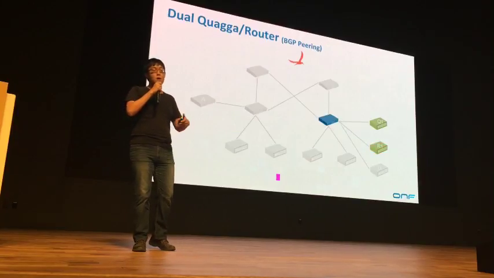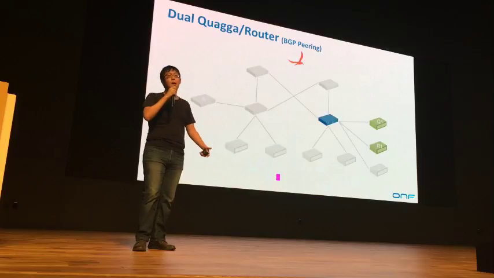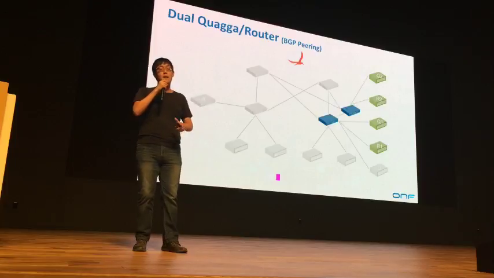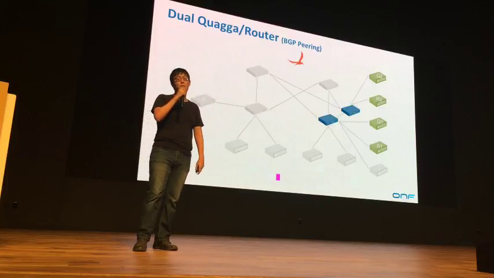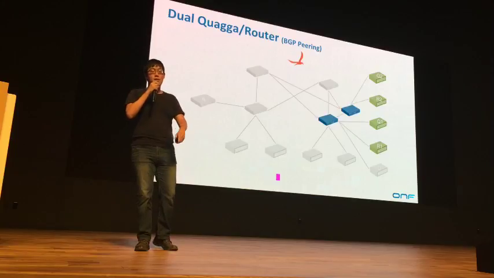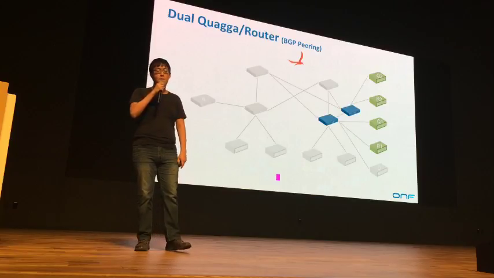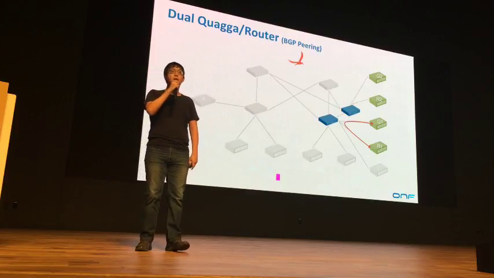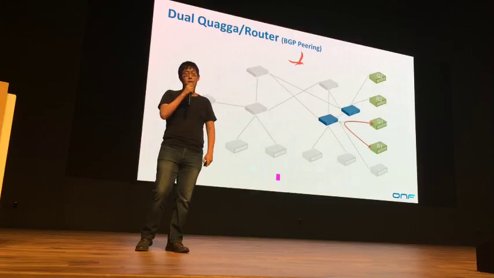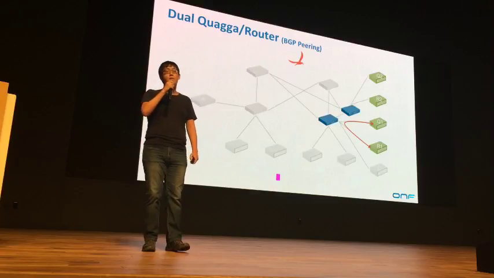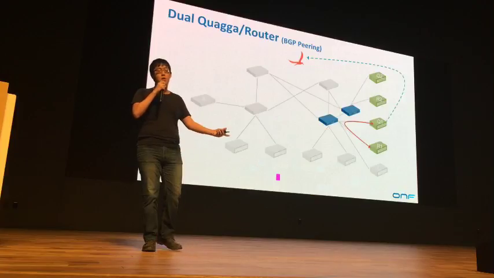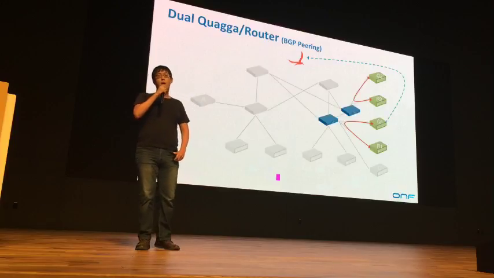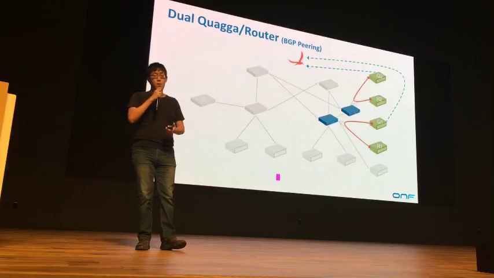In order to solve this problem, we introduced the dual Quagga, dual router feature. Basically, we add another set of upstream router and Quagga, right? And as you can see, this also has a pair of leaf switches. The first set of Quagga and upstream router pair with each other. Once Quagga receives the route advertised from the upstream router, it sends the information to ONOS. The second pair of Quagga and upstream router also pair with each other, and it also pushes the information to ONOS.